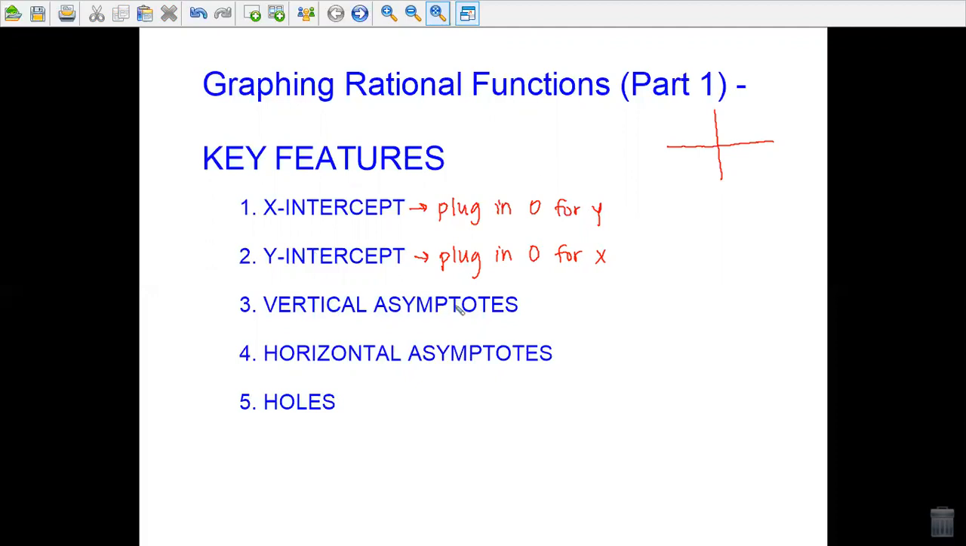Your vertical asymptotes are anything that makes your function undefined, or values that x cannot be. Anything that makes your function undefined. That's a big word. Remember, we talked about this with solving equations, where we can't divide by 0, so that makes your function undefined.